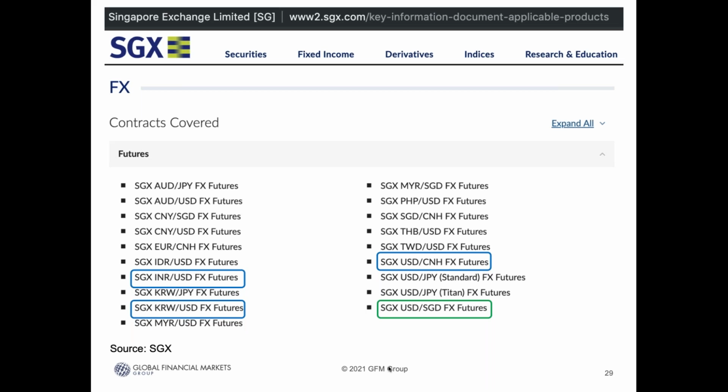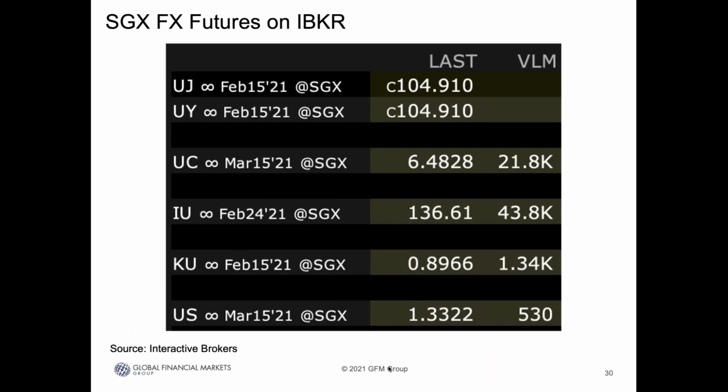So I'm really going to highlight the 4 which I'm going to be able to pull up in my Interactive Brokers screen and show you sample trades on, in Interactive Brokers, on the Singapore Exchange futures contracts. These are the symbols for them on my Interactive Brokers screen. You'll notice all the way up at the top, you have UJ and UY, which are the two for the yen of 2 different sizes.